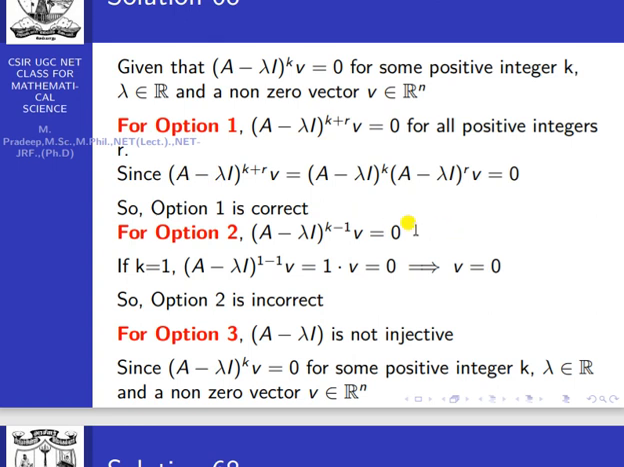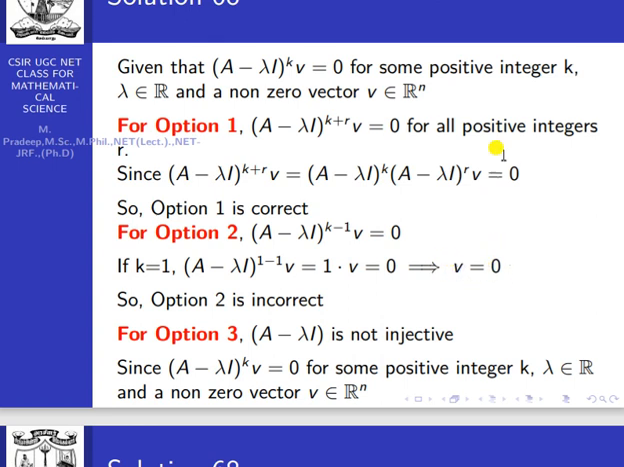For option 2, (A minus lambda I)^(k minus 1) v equals 0. We want to check it. Suppose we take k equal to 1: (A minus lambda I)^(1 minus 1) v equals what? (A minus lambda I)^0 is 1, since anything to the power 0 is 1. So 1 times v equals 0. So from this, when we take k equal to 1 in the second option, we get v equal to 0.